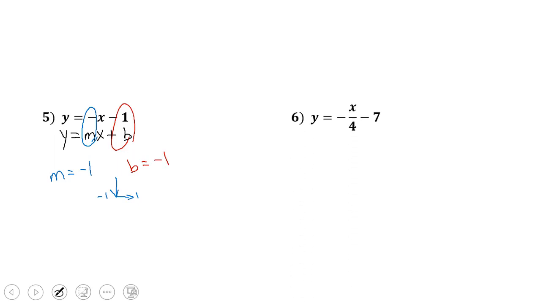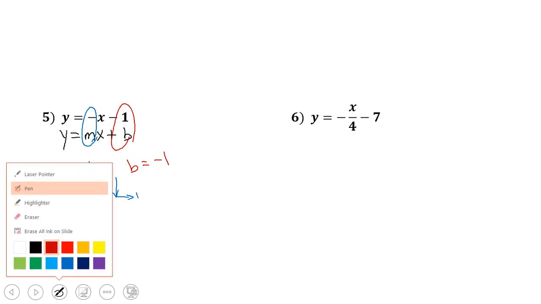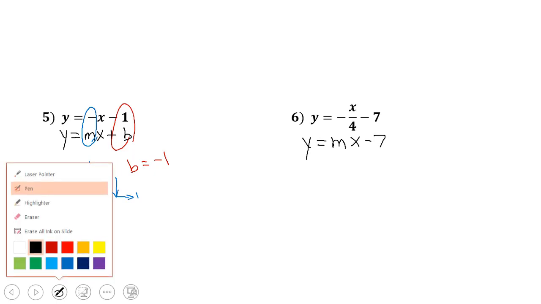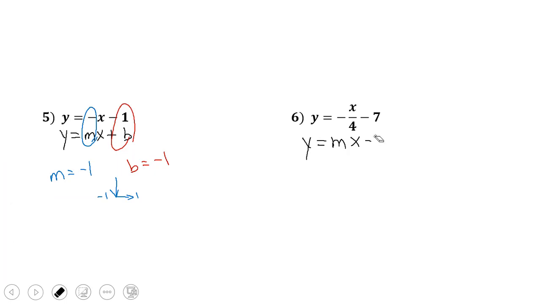Moving right along to our last example, y equals -x over 4 minus 7. Whoa. Is this one in slope-intercept form? So far, they've all been in slope-intercept form. Is this one in slope-intercept form? And the answer to that question is yes, it is.